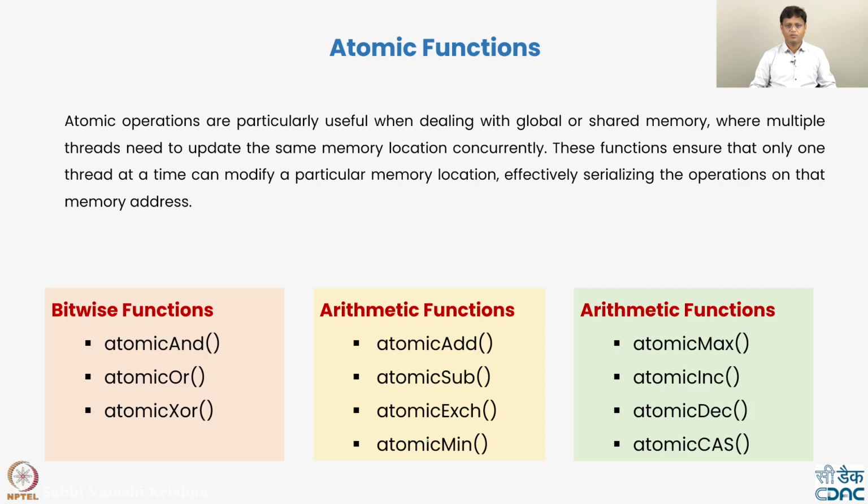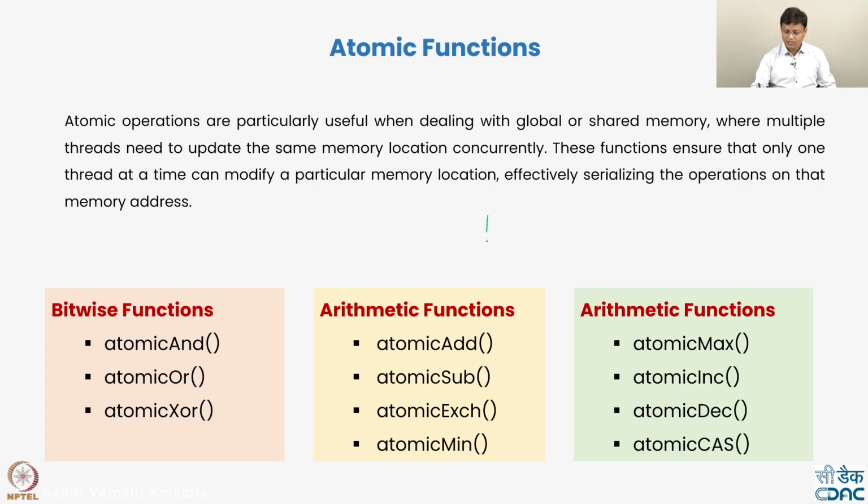Now, I will discuss atomic functions. Atomic functions are particularly useful when dealing with global and shared memory, especially to avoid race conditions when multiple threads need to update the same memory location concurrently. These functions ensure that only one thread at a time can modify a particular memory location, serializing the operation on that memory access.